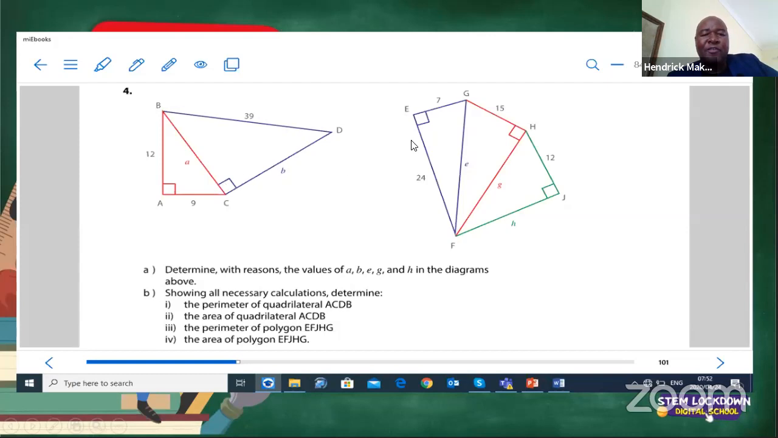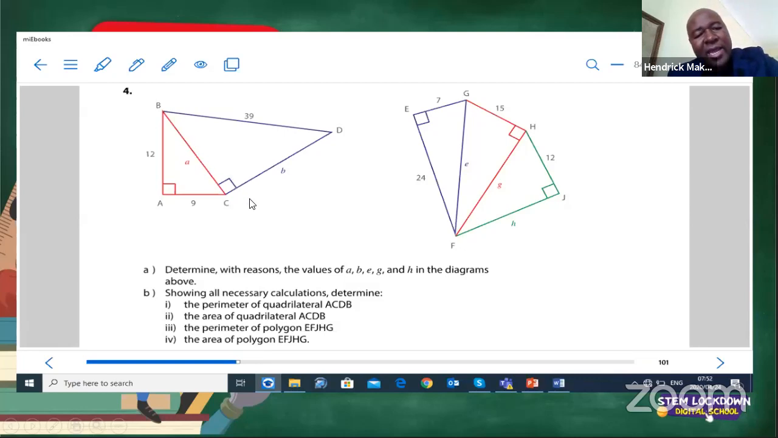Then the perimeter of this polygon here, EFJHG. It's a five-sided figure there. I'm sure you can see EFJHG, this five-sided polygon. And of course, the next one will be the area of that polygon, the five-sided figure there. All right. Now let's start with the first one. Determine the value of A, and then we'll come to B, E, G, and H in these diagrams above. Let's start with the value of A.